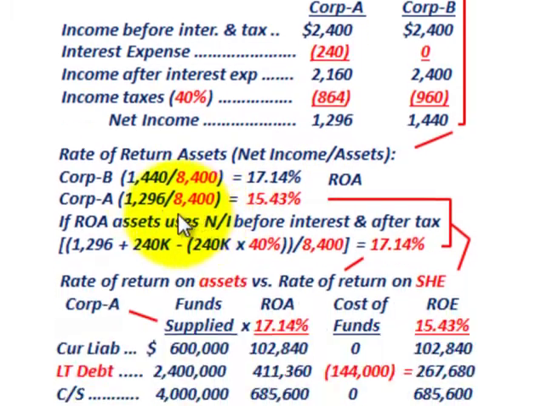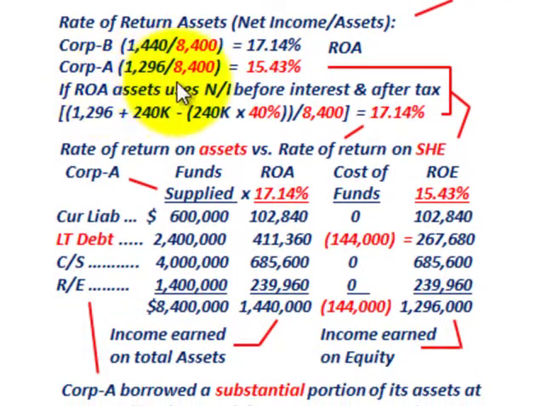But now we're going to look further at Corp A. And if we look at a return on assets where it uses net income before interest and after tax, let's look at that. Again, we had our net income at $1,296,000. Add back our interest expense, $240,000. Then we subtract out our tax savings for this interest at that 40% tax rate. Again, divide that sum by our total assets, $8,400,000.